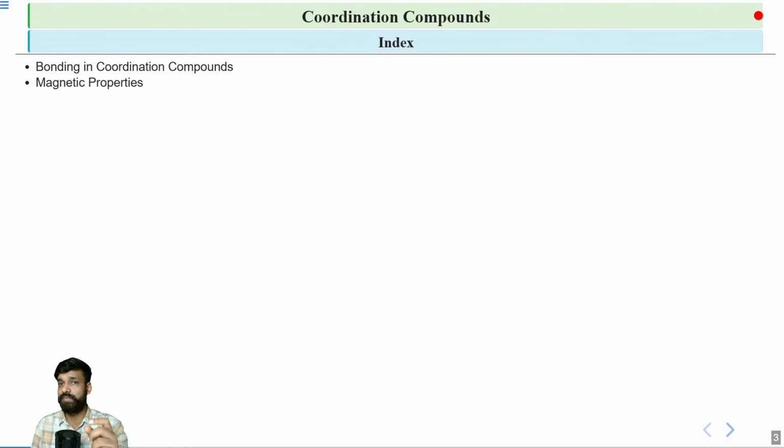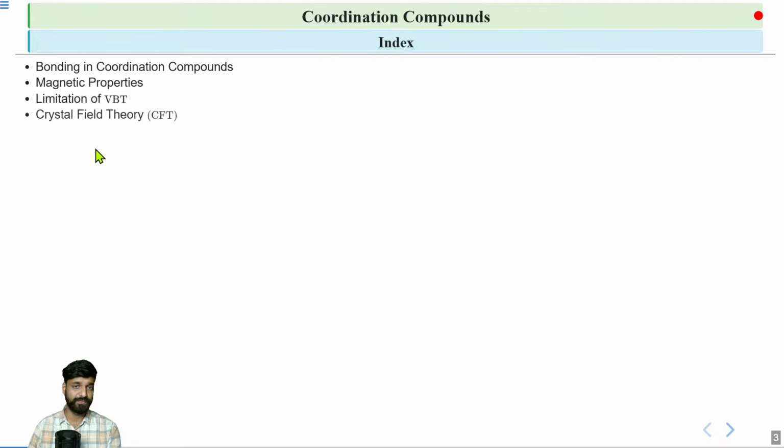What was the value of n? What does it represent? Then after that, we will move on to the limitations of valence bond theory. You can answer this question in the comment section, because multiple times questions are asked from this magnetic properties of coordination compounds.